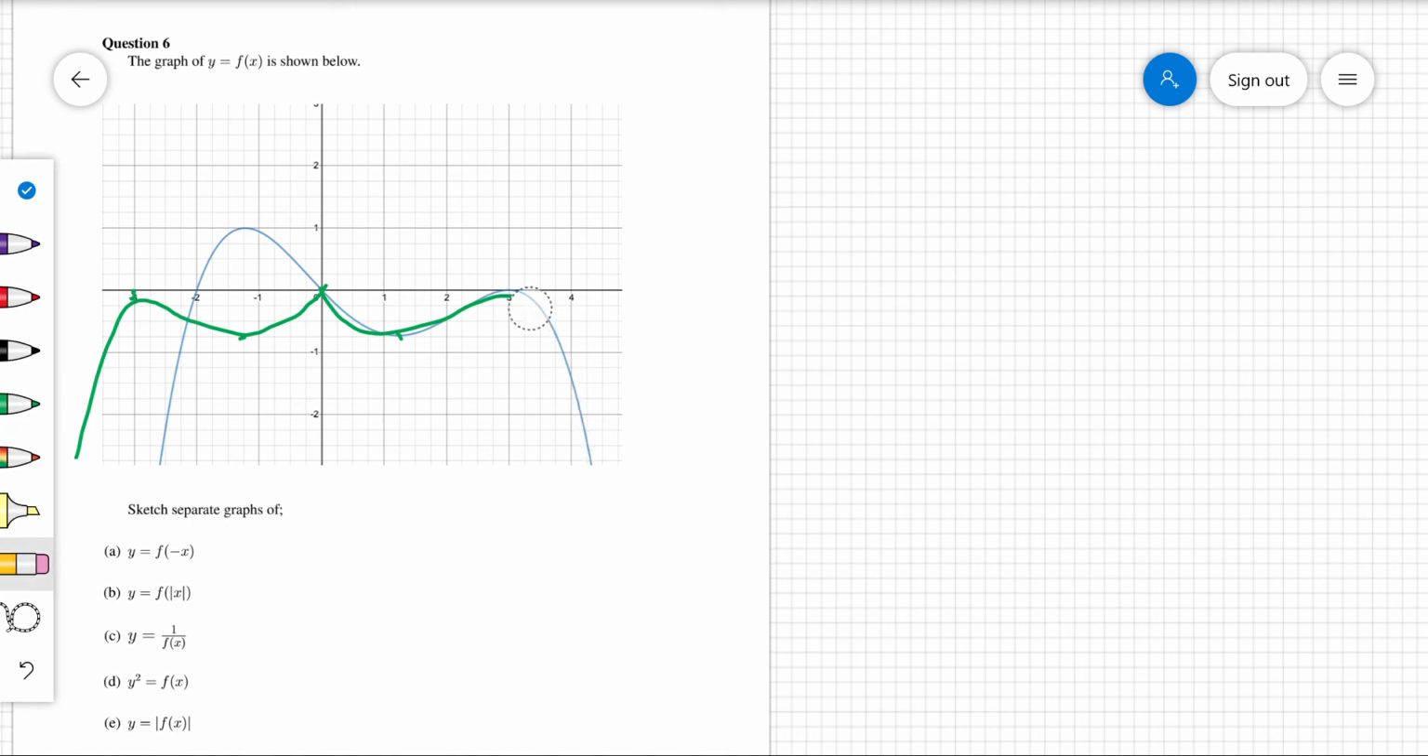Okay, and the reciprocal, so 1 on f of x. When we do the reciprocal, be a little bit careful. Wherever we have zeros on our original graph, we now have asymptotes. If we've got a 1, for instance, 1 over 1 is still 1. If we've got something like this point here, which is a fraction, we could work that out, but we don't really need to.